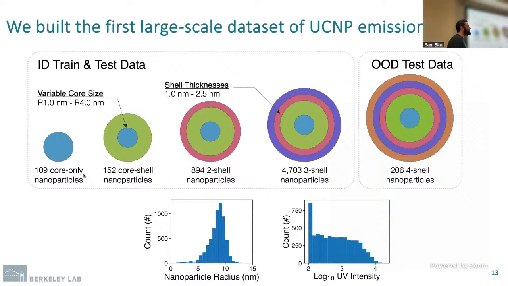So we built this data set very intentionally, where we have an in distribution of core only, core with 1 shell, 2 shell, and 3 shell, and then out of distribution with 4 shells. And just to give you a sense of the distribution, nanoparticle radius and log of the intensity. We want to be able to actually do design on far more than 4 shells, right? So by having models trained on 0, 1, 2, and 3, and then testing them on 4, you can quantify the ability of the models to extrapolate to a more complex heterostructured regime.